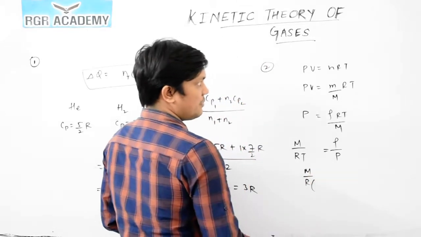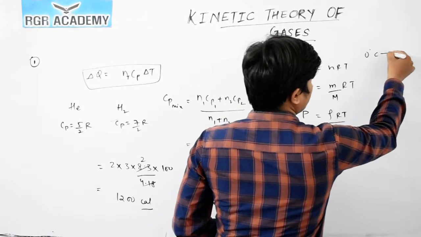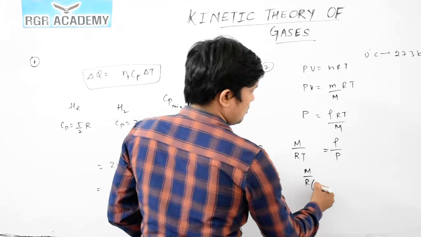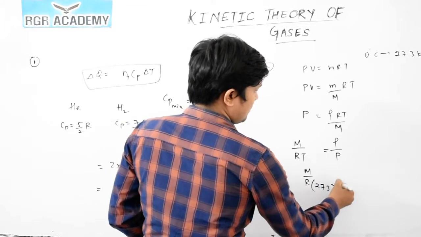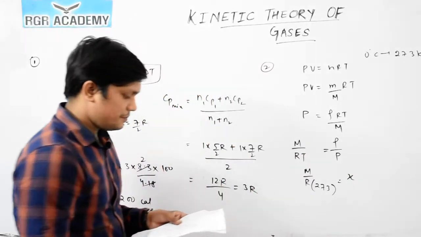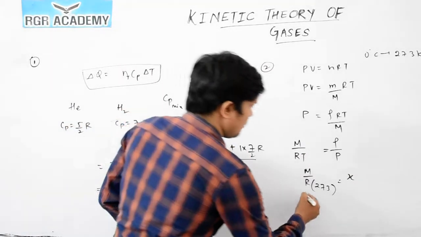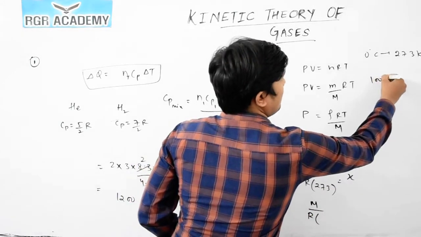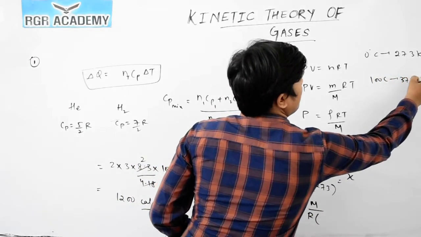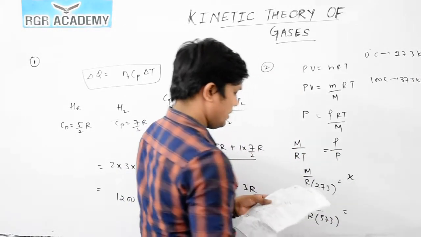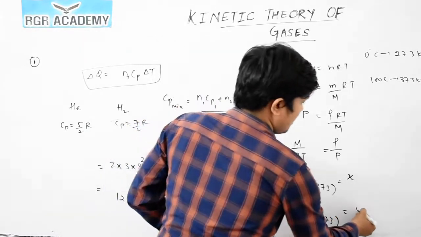So we have to convert 0 degree Celsius into Kelvin. 0 degree Celsius will be equal to 273 Kelvin. So M by R into 273 is equal to X. Now at 100 degree Celsius, we can write M by R into the temperature, 100 degree Celsius, which means 373 Kelvin. So M by R into 373 should be equal to some value, which we can consider as Y.